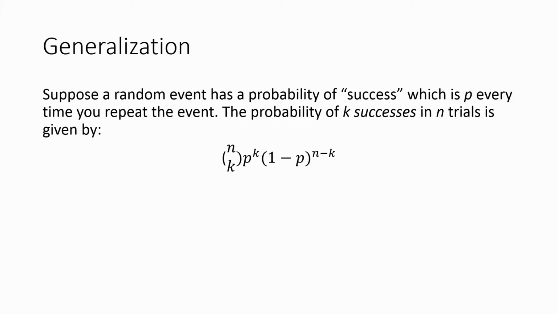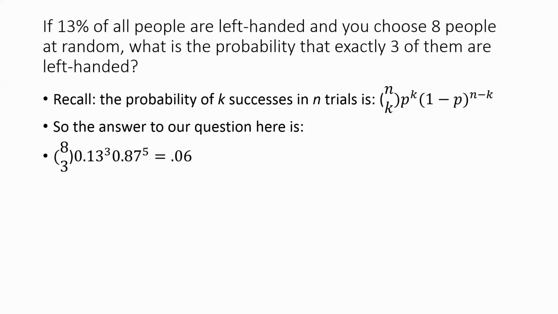So this is the generalization of that rule that we got by looking at the combinations and just using the multiplication principle. And here's an example. Maybe this will make it more concrete. If 13% of all people are left-handed, and you choose 8 people at random, what is the probability that exactly 3 of them are left-handed? So remember the formula we just had on the screen.